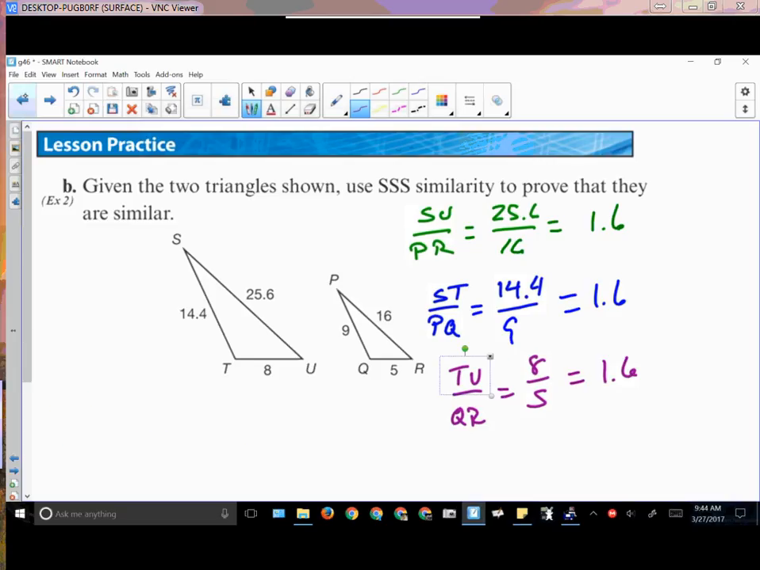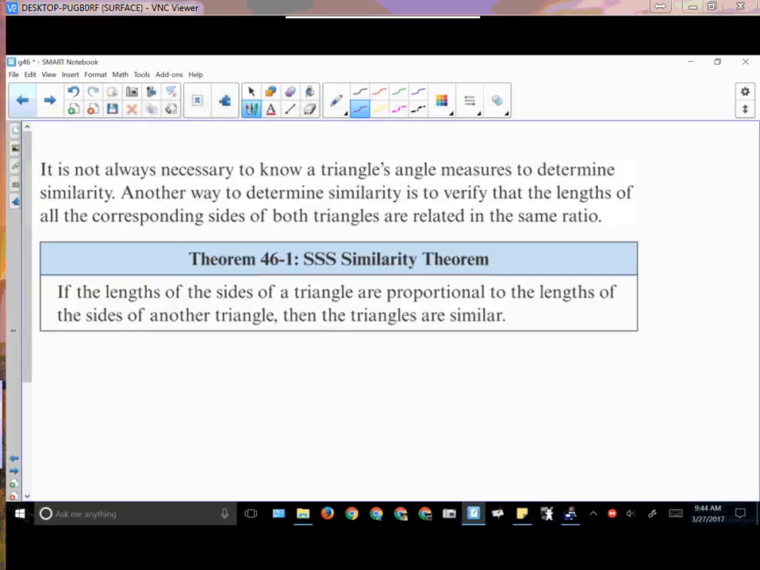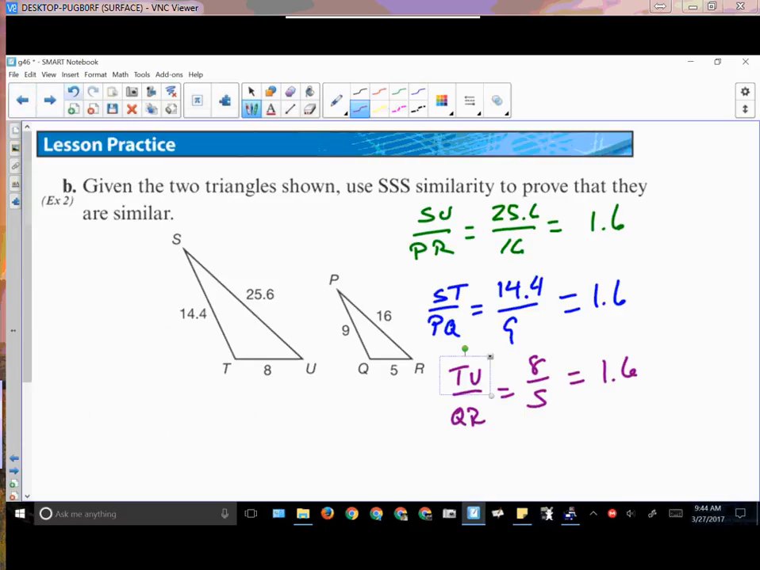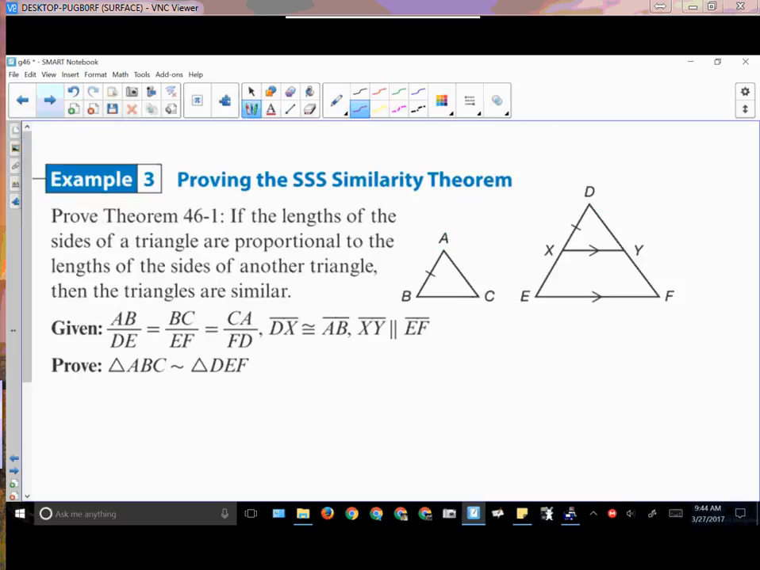Well, if the lengths of the sides are proportional to the lengths of the sides of another triangle, then these triangles are similar. So, is there a proportion, a value that multiplies one by the other? Is it all the same? Could I say that the larger triangle is 1.6 times the size of the other one? There you go.